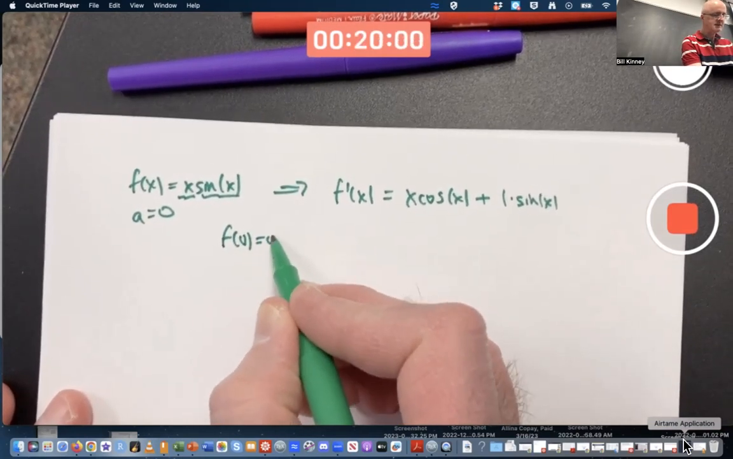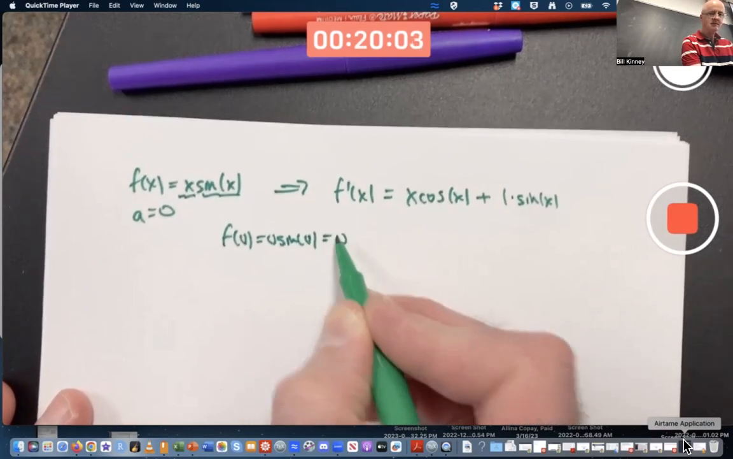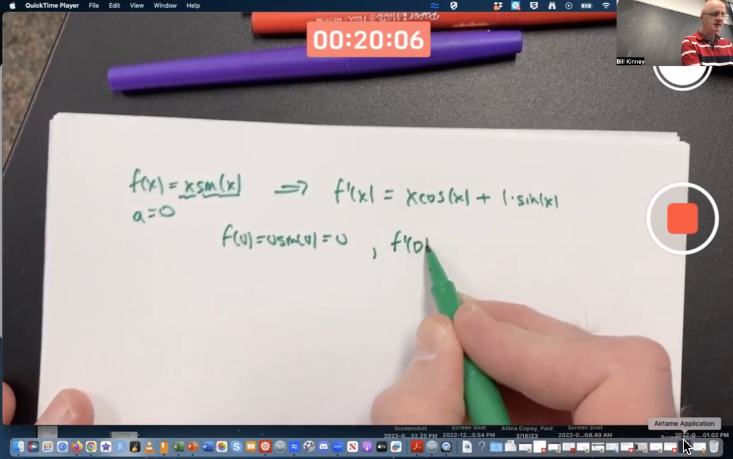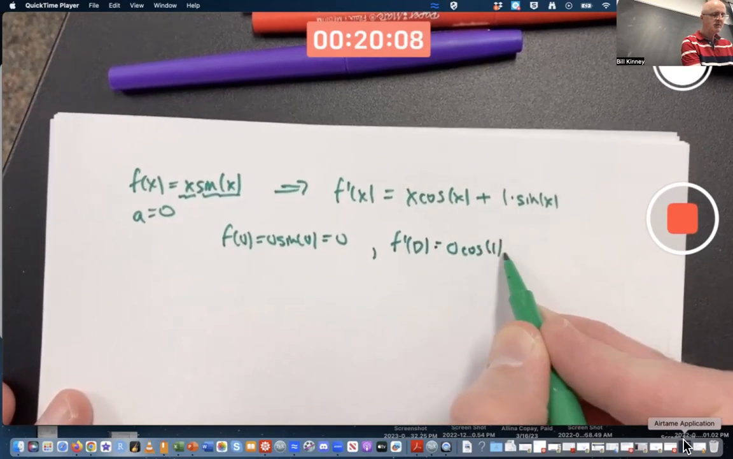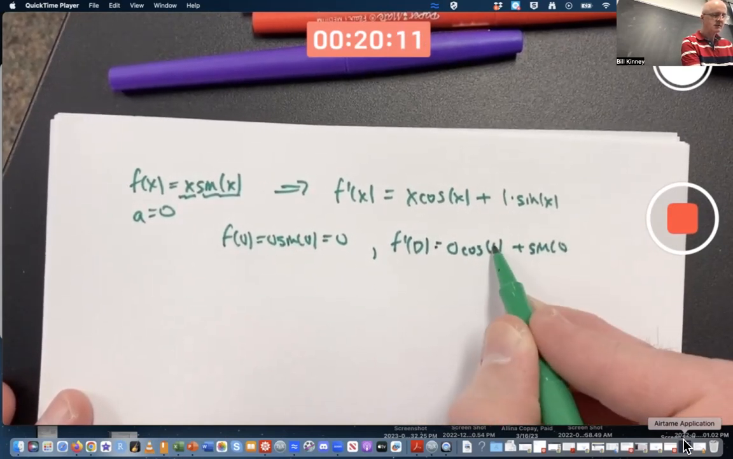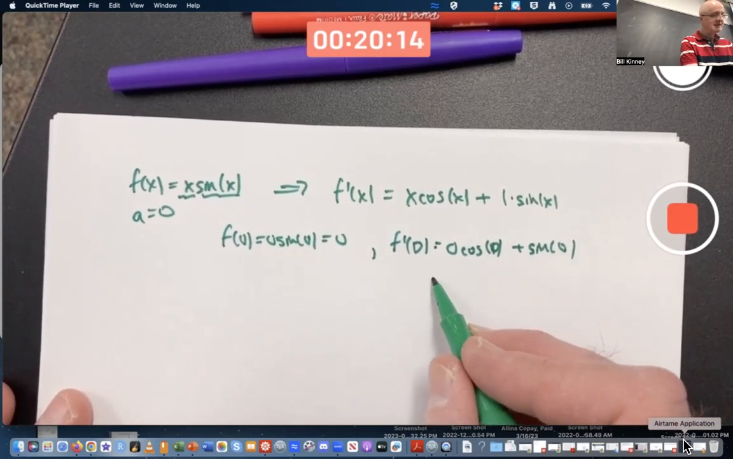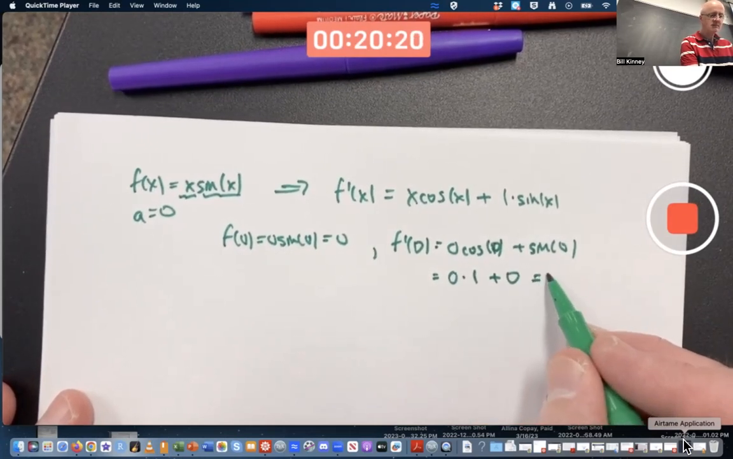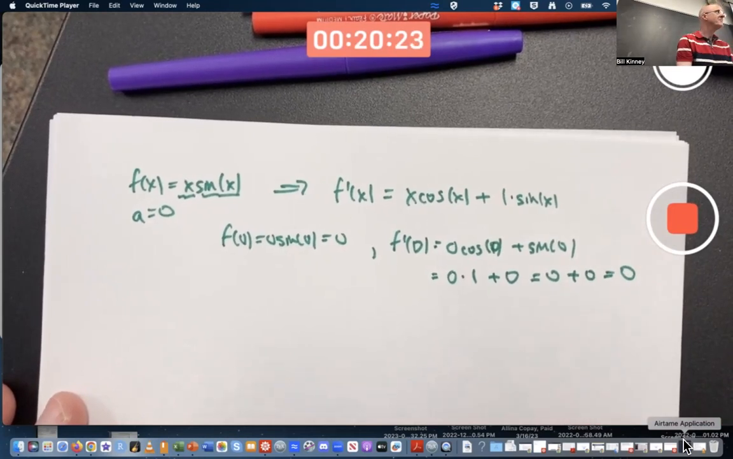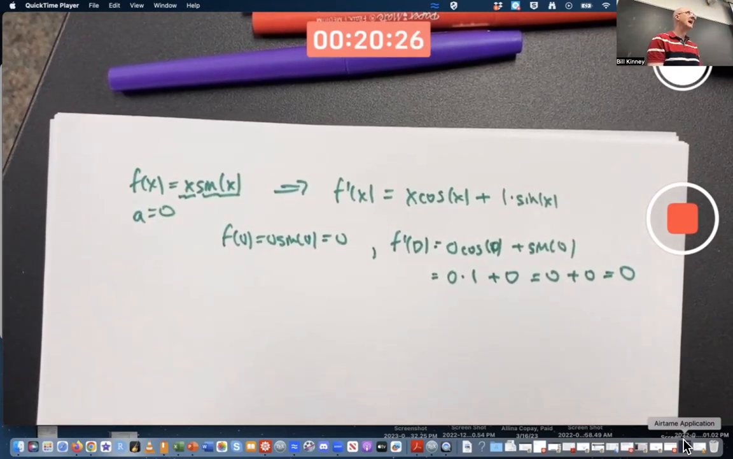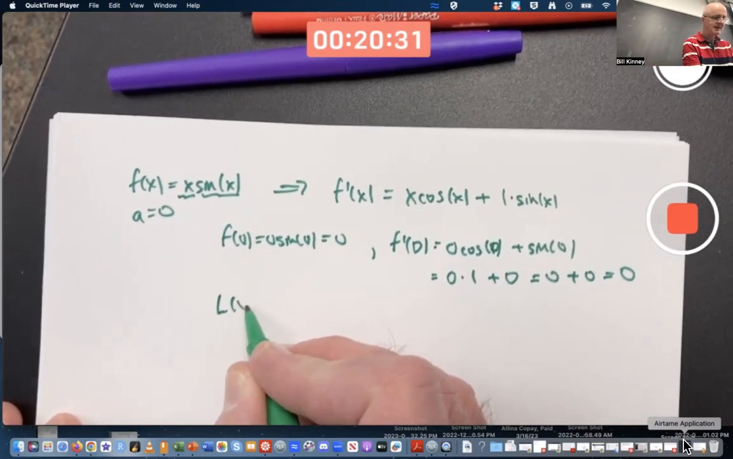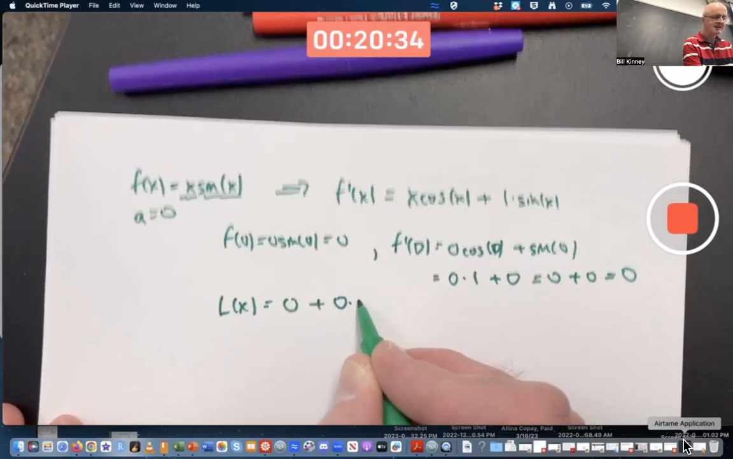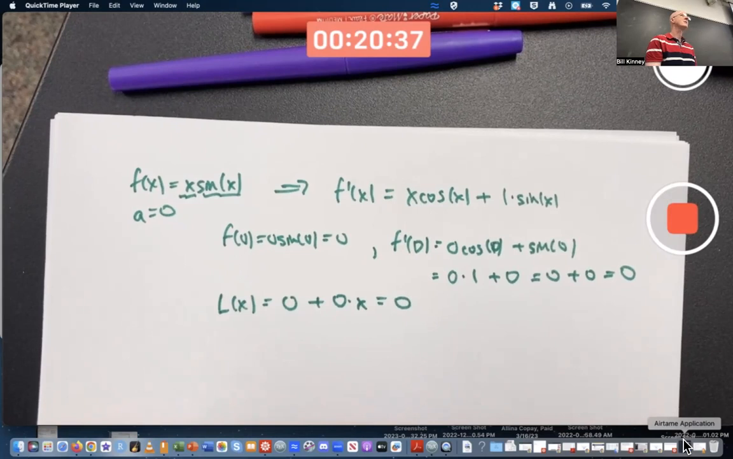We need to plug in a equals 0 into these. f of 0 is 0 times sine 0, that's 0. f prime of 0 is 0 times cos 1 plus sine 0. Oops, not cos 1, cos 0. I was thinking 1 because cosine of 0 is 1. But 0 times 1 is 0. In the end, this is 0 as well. Therefore, the local linearization is 0 plus 0 times x. If you want to call it L of x, it is 0 plus 0 times x, which is 0. The local linearization is a constant function, 0.